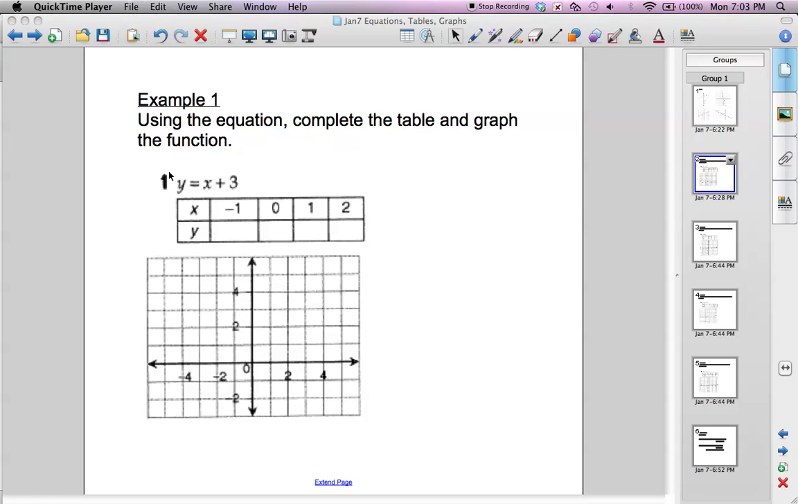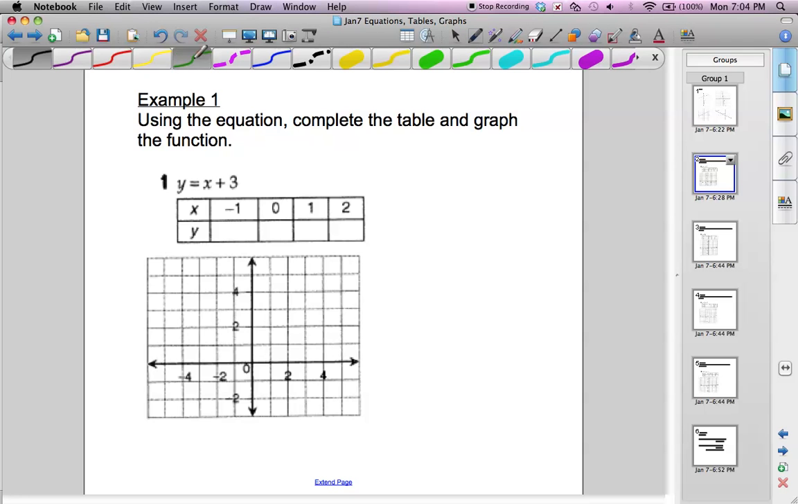Hello, this is Mr. Collier, and today we're using an equation to complete a table and graph a function. So in our first example today, we have a function y equals x plus 3, and we're going to fill out a table and we're going to draw this graph. So we have y equals x plus 3. That's basically a rule telling you how to find the y values when you know the x values.